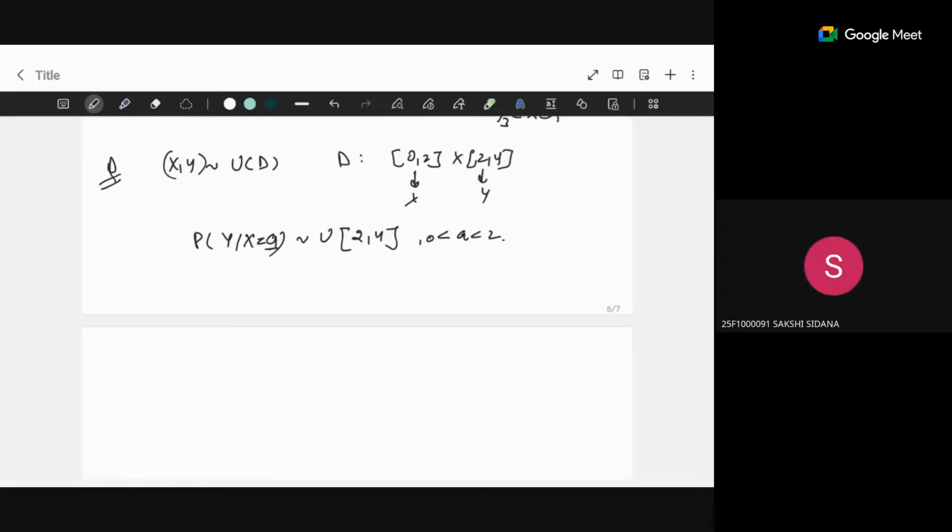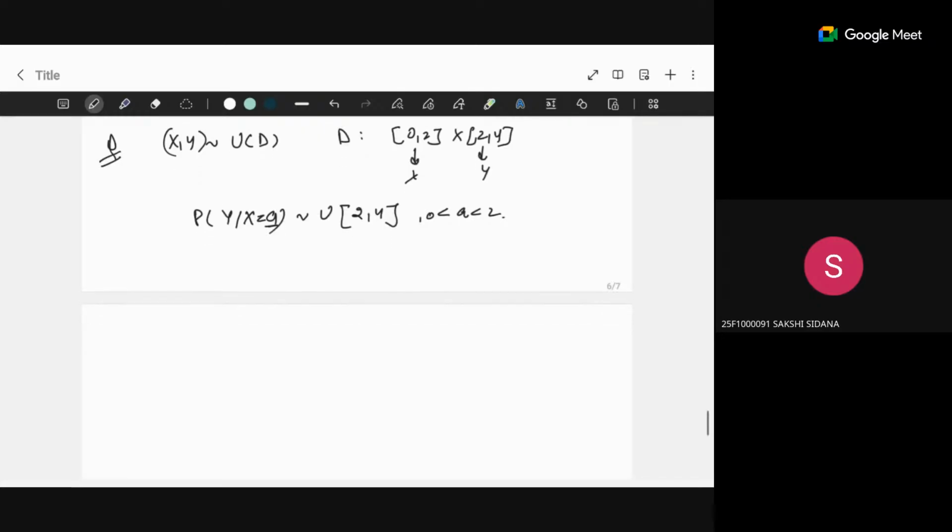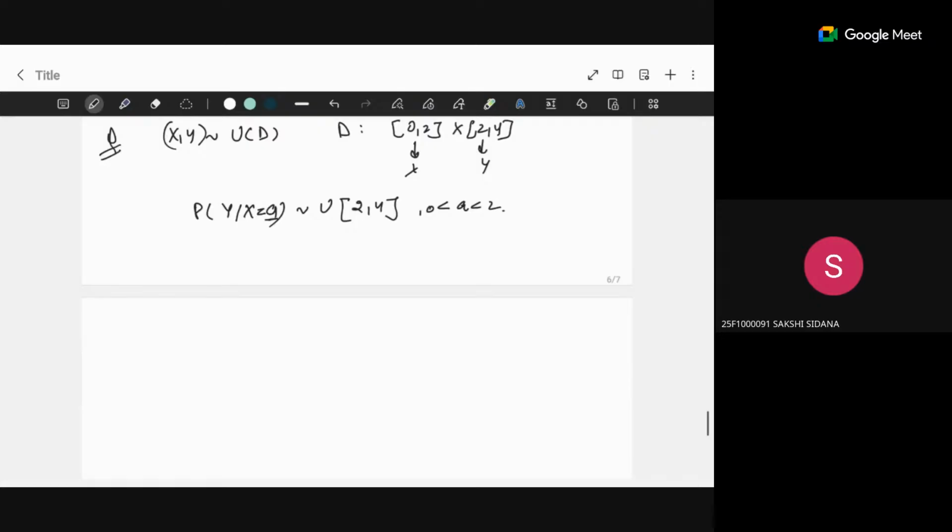I'm not getting this. As you said, y given x equal a, and then you say uniform in 2 to 4. Why, ma'am? Because it is the range of y, right? It will be going from 2 to 4, but the condition applies on x equal a. So doesn't it affect? No. Okay, ma'am, got it.